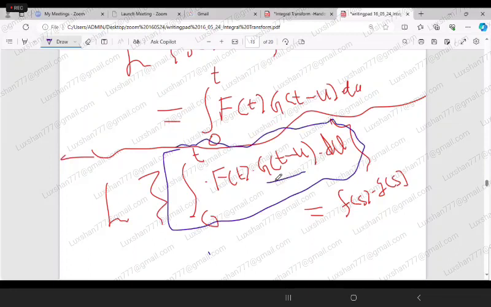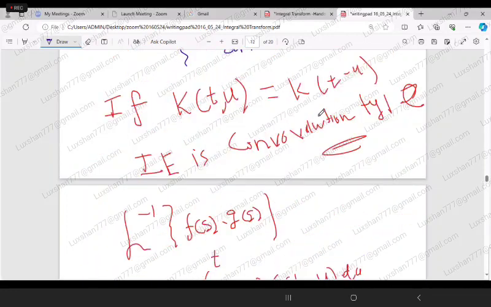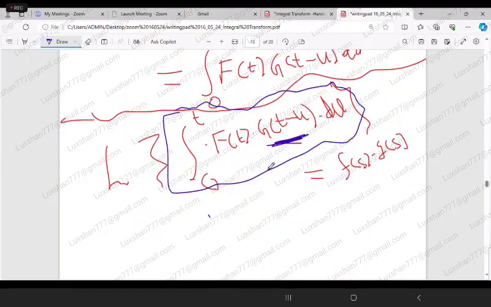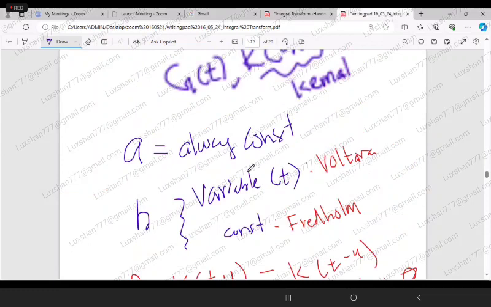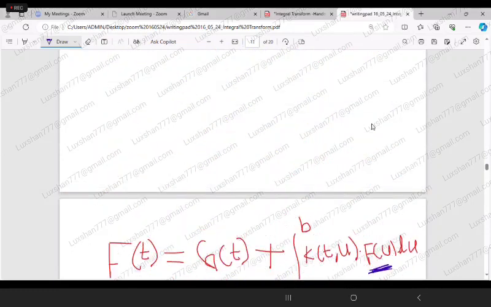Okay, so if you look at this, it is like kernel G(t − u). That is why we are telling that if your kernel is like t − u, the integral equation is convolution type. That is why we are saying the integral equation is convolution type. Okay, so that is a small introduction on integral equations.